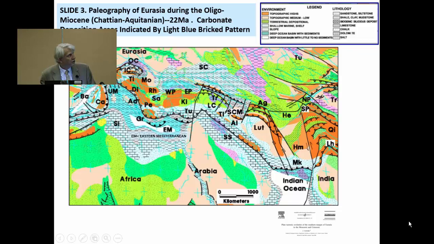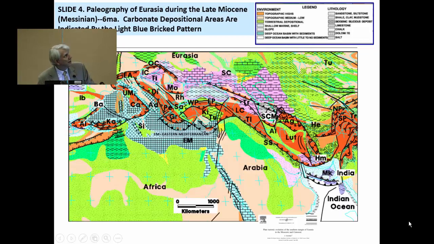We fast forward a little bit. Now we go to the late Miocene Messinian time. That's when we had a low stand in the Mediterranean Sea, and salt was deposited in the Mediterranean Sea. It's about 6 million years ago, very late Miocene. Again, you take a look at the brick patterns on the carbonates.